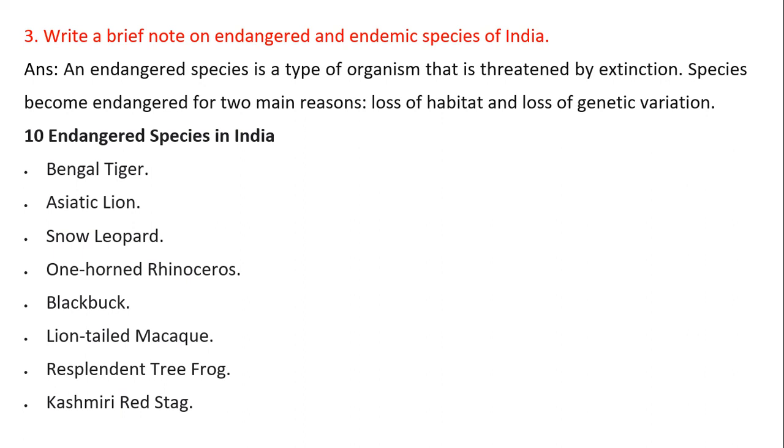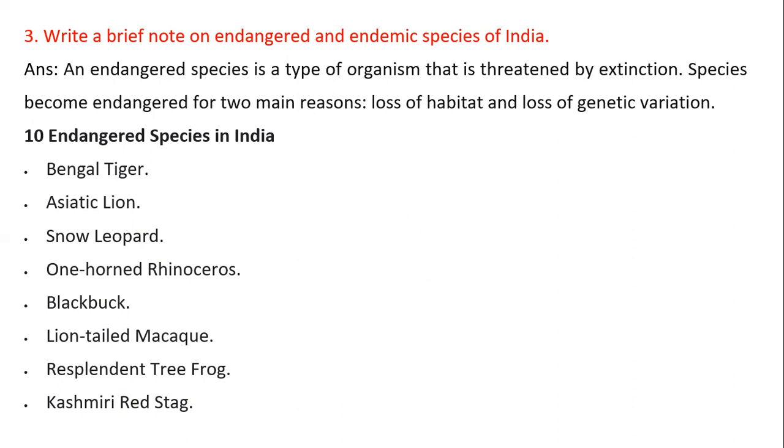That means today they are alive and can be seen, but over a period of time they disappear from nature. This can happen because of loss of habitat, and also not finding that much genetic variation among them. When the population is very small, genetic variation will be less. Because of that, you can see endangered animals happening.